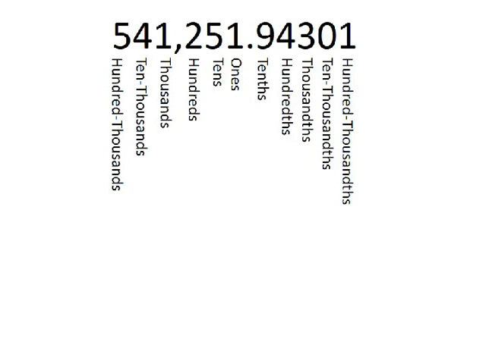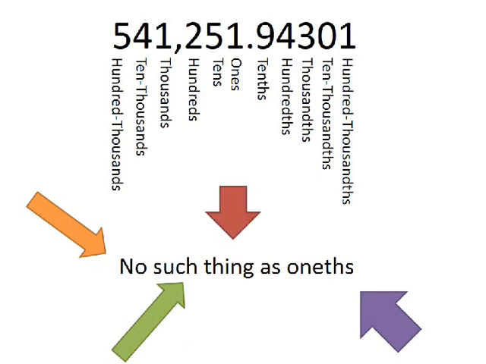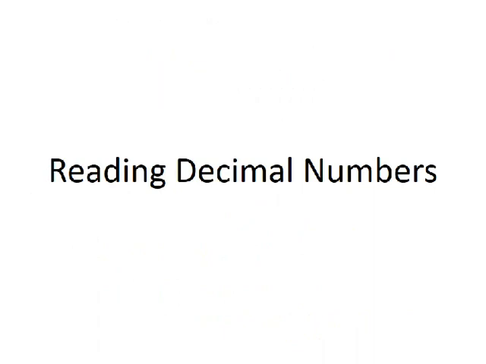Now, this is the kind of sad part. I'm going to say this over and over, and there's stars and arrows. There is no such thing as ones place. There is no such thing as ones place. So it's not tenths. It's not 9 ones. It would be 9 tenths. Please, please do not write ones as an answer.